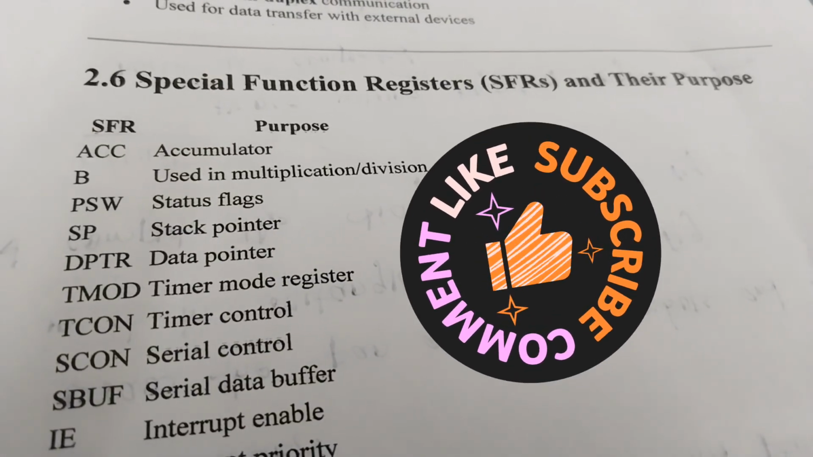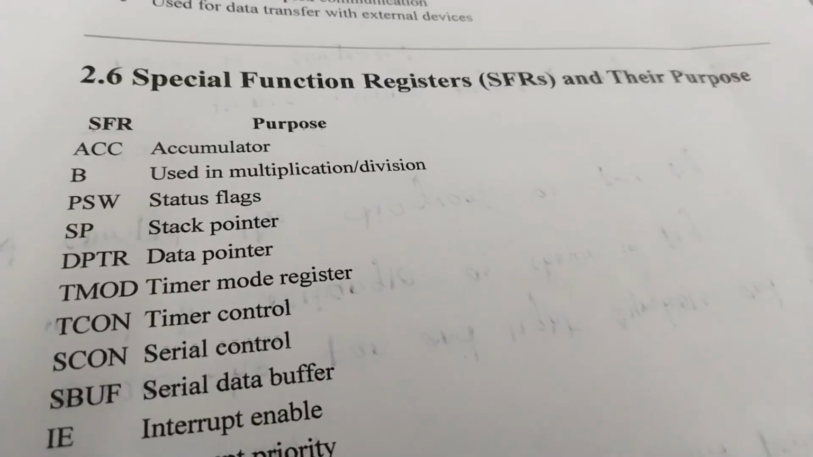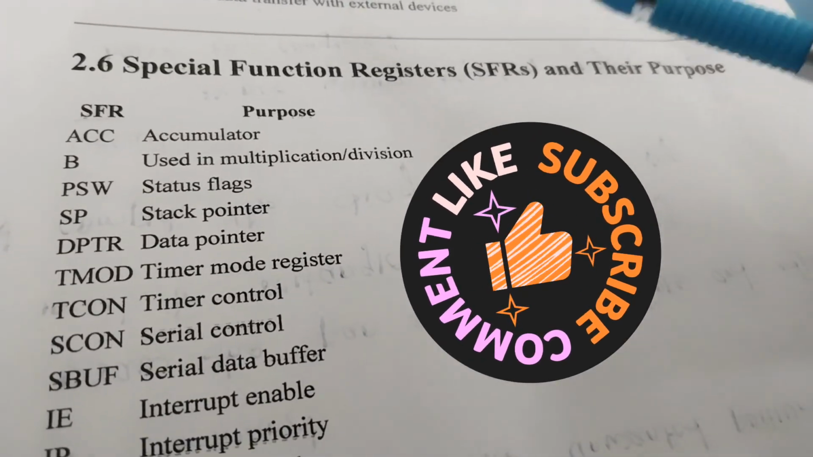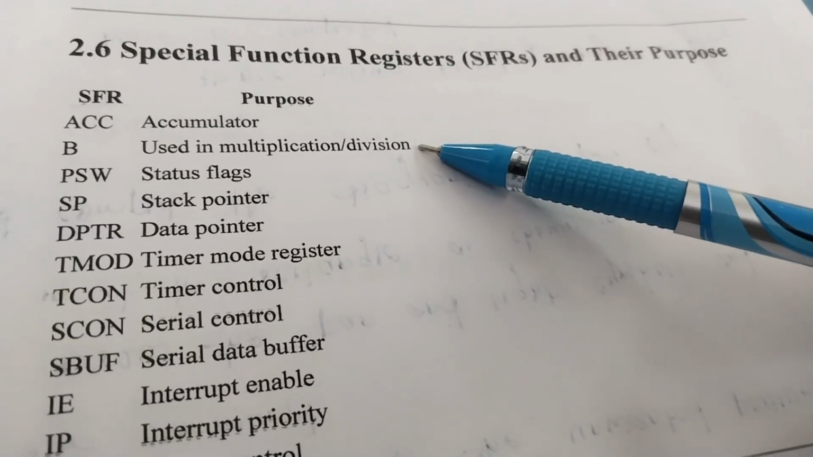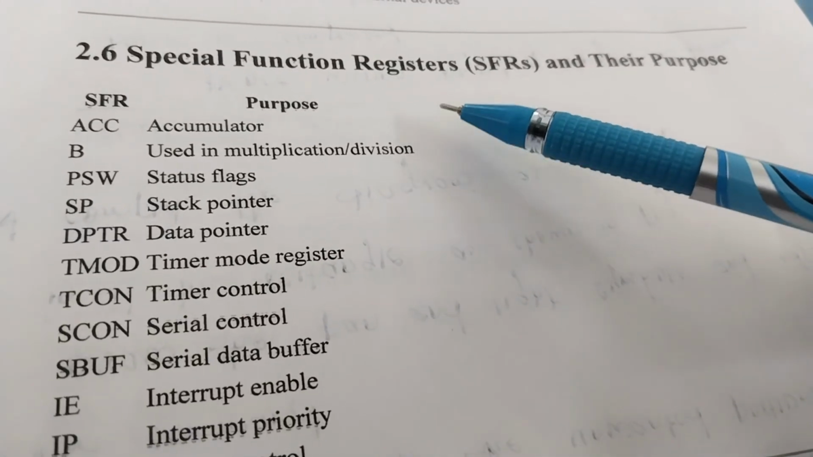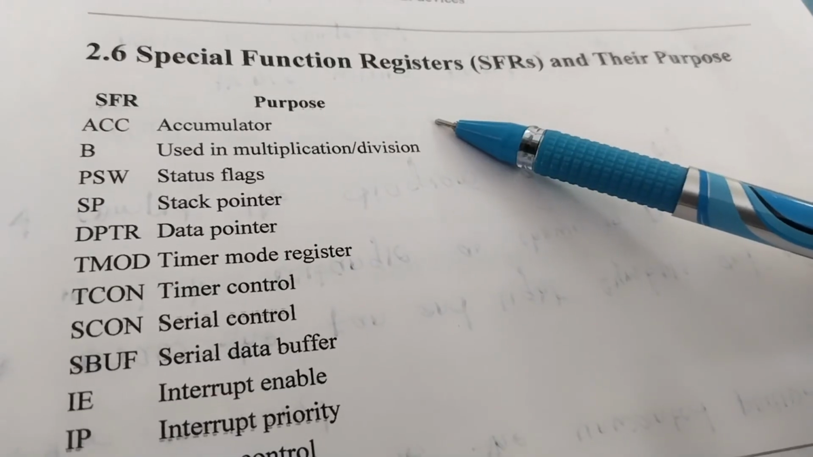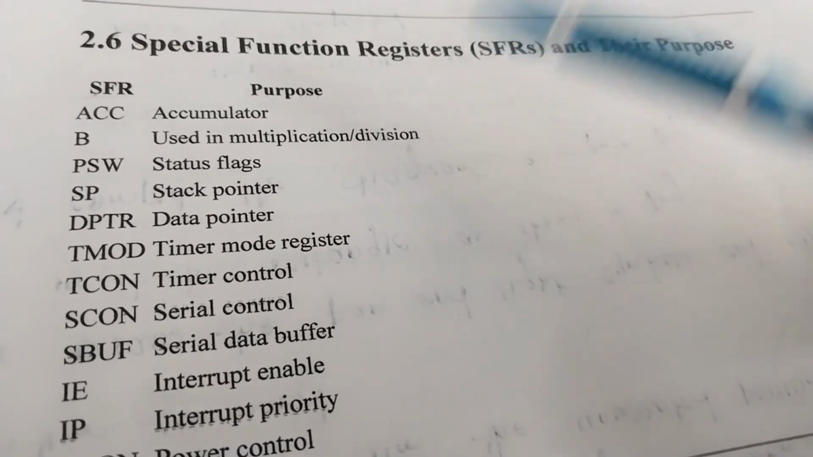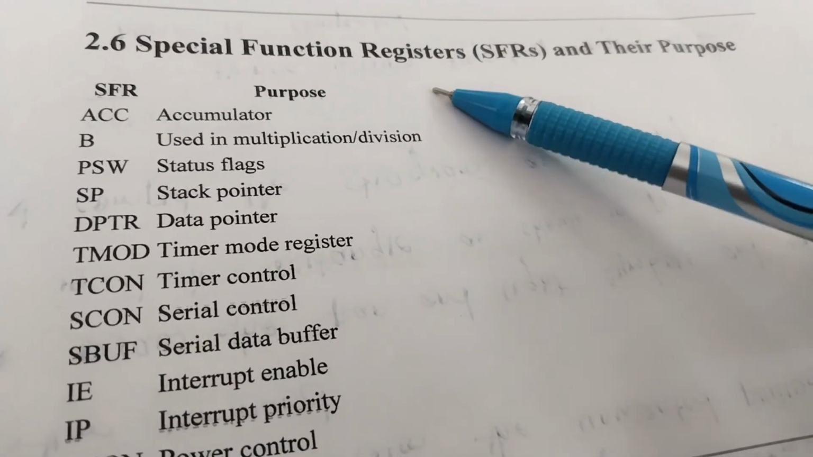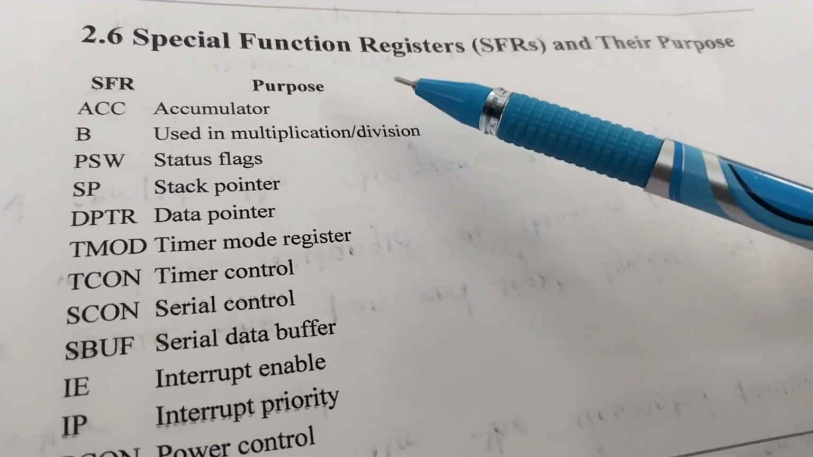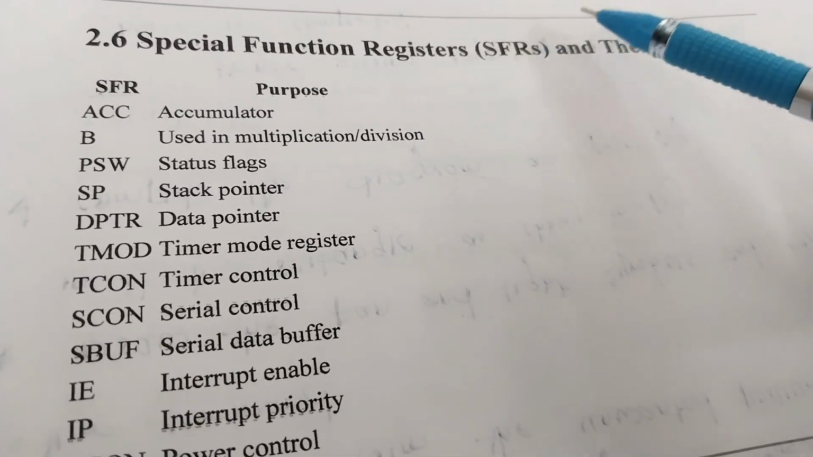Today I'm going to tell the most important questions from the unit Architecture of 8051. This subject is MPMC, Microprocessor Microcontrollers, common to ECE, EEE and Instrumentation branches. So here I am discussing the most important 1 mark and 3 mark questions from the second unit. The first one is, what are SFRs? Means what are special function registers and their purpose.